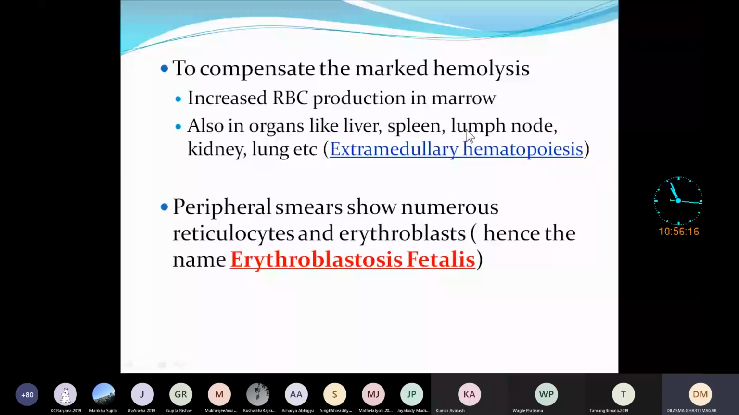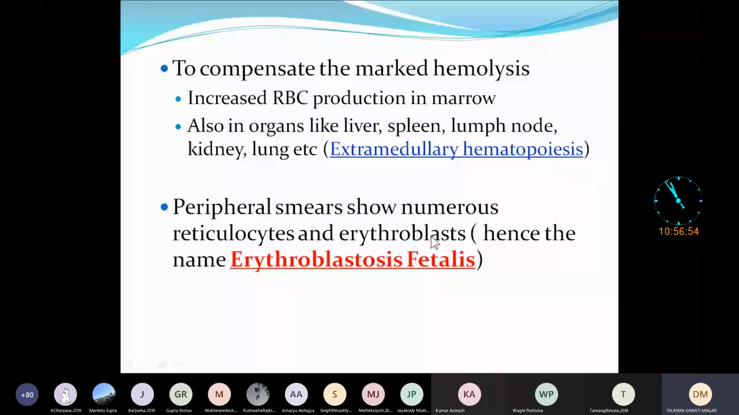Whenever RBC production or this compensation occurs in the liver, spleen, lymph node, kidney, and lung, that time it is known as extramedullary hematopoiesis. Medullary hematopoiesis means the bone marrow, isn't it? Usually hematopoiesis occurs there, but whenever it occurs in liver, spleen, lymph node, kidney, or other organs, that time it is known as extramedullary hematopoiesis. The peripheral smear shows numerous reticulocytes and erythroblasts.